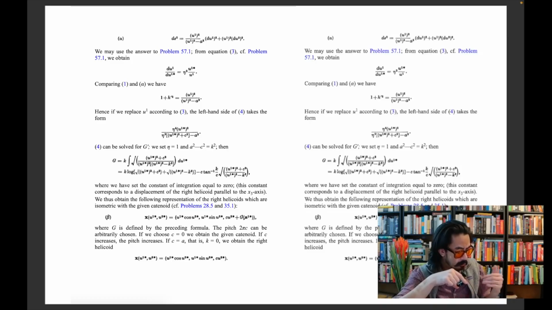And then problem 35.1 was introduce orthogonal coordinates on a general helicoid capital S such that the helices and their orthogonal trajectories on S are coordinate curves. And funny enough, that problem says to refer back to problem 28.5. So this is kind of like a series of problems that's been going on from much earlier in the book. So continuing on, we were able to pull results from those problems.